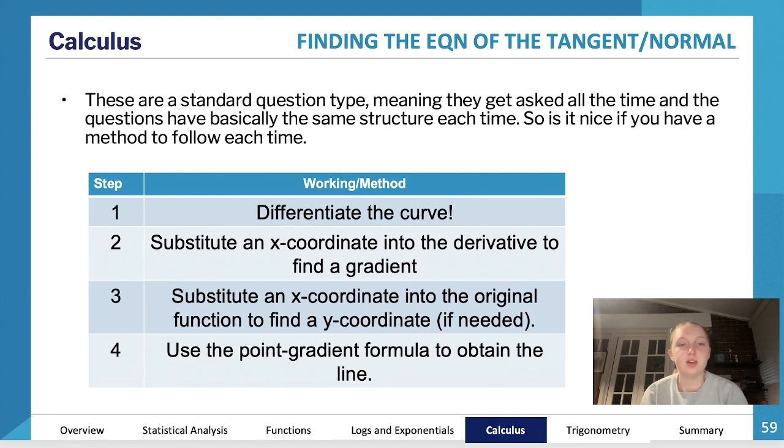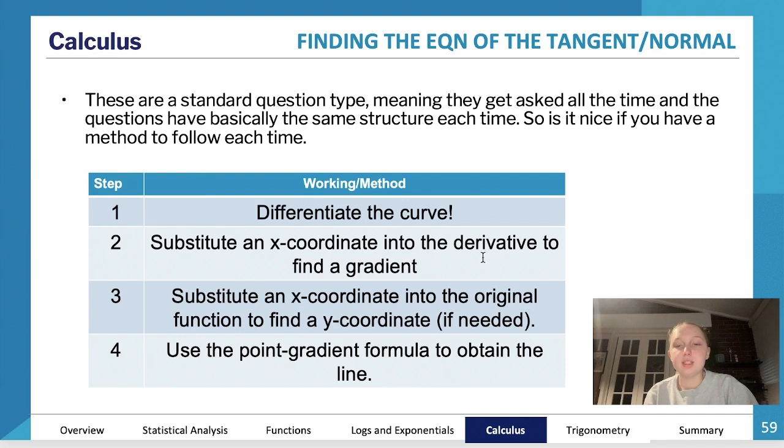So first step is to differentiate, find the differential of f(x), or g(x), a(x), whatever they give it to you as. So then in the question, they'll give you some coordinates. You want to substitute the x coordinate into the derivative you found to find the gradient at that point.